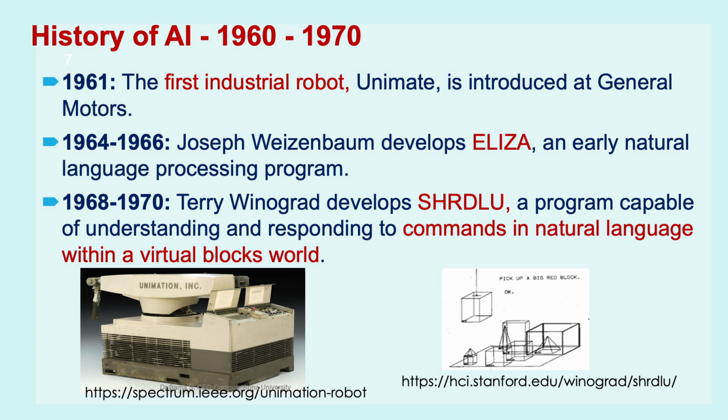And in 1968 to 70, there is a program called SHRDLU, which is able to move blocks through commands, like for example the picture at the bottom right corner. It is called the blocks world, where there are a number of blocks in colors. Here I put it in black and white. So, if you say pick up a blue block or a red block, the blocks world would understand, and it would actually obey the commands. This is during 1960 to 70.